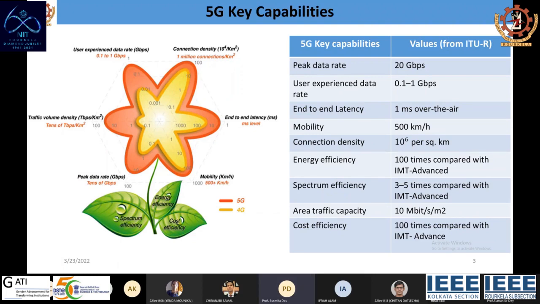Among these requirements, the user experience data rate, connection density, and end-to-end latency are the most fundamental ones. 5G needs to improve the efficiency of network deployment and operation significantly. Compared with 4G, 5G should have at least 3 to 5 times improvement in spectrum efficiency and more than 100 times improvement in energy and cost efficiency. All these key capabilities may to some extent be important for most use cases, and the relevance of certain key capabilities may be significantly different depending on the use cases or scenarios.